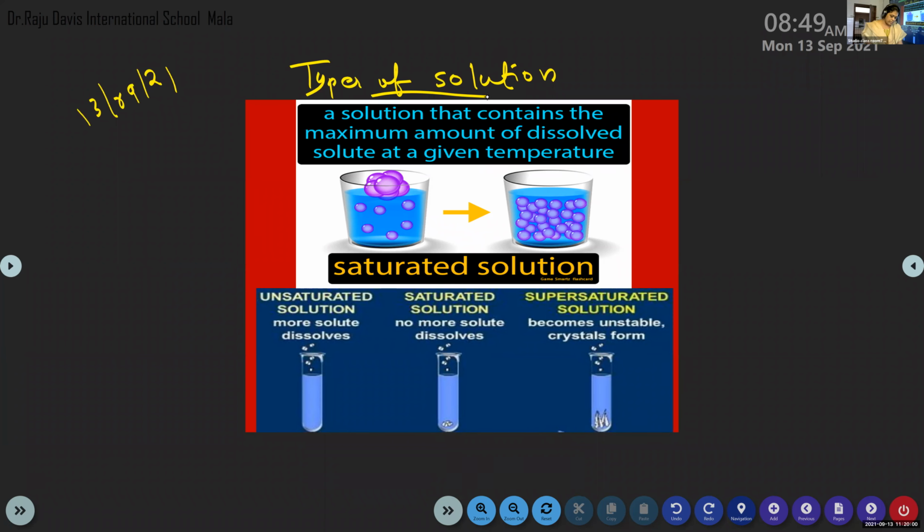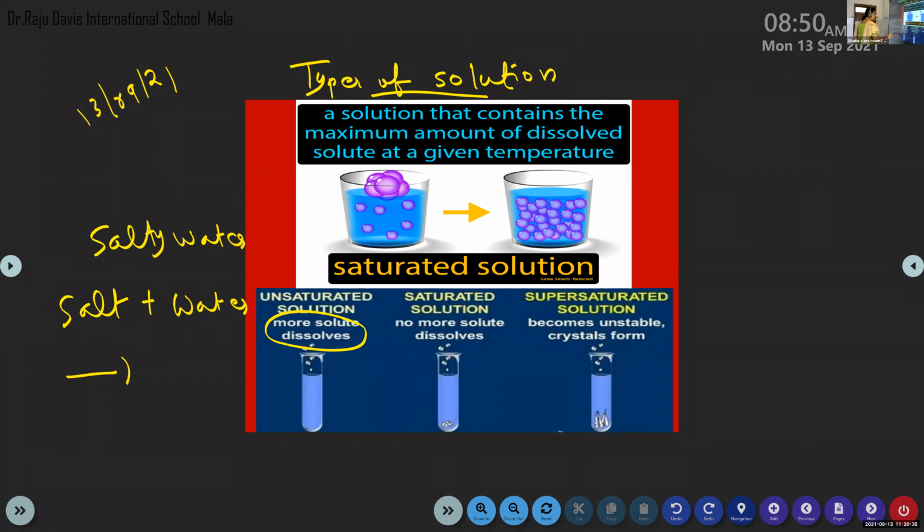Yes. So these are the types of solution. The first solution we learn is unsaturated solution. Unsaturated solution means more solute can dissolve. What do you mean by solute, Ayman? Can you tell me what we call solute? For example, salty water. We get salt plus water, plus solution, salt solution. That is our thing.